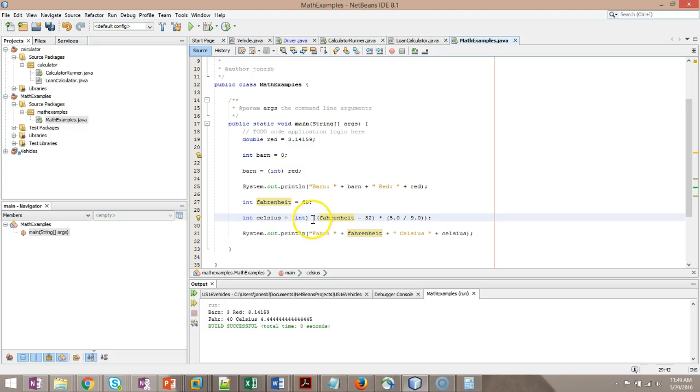Okay, now you see what it's doing is it's doing this entire mathematical operation. Then it's taking the result of that operation, casting it to an int data type, a whole number data type, storing it into our variable called Celsius. Let's run the program one more time and see the results. Fahrenheit 40, Celsius 4.